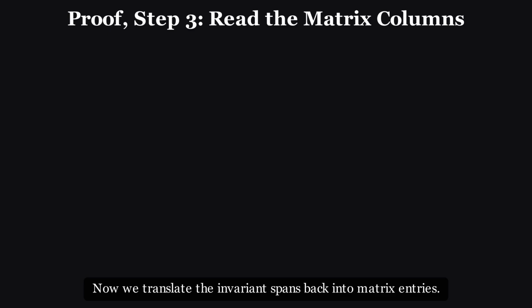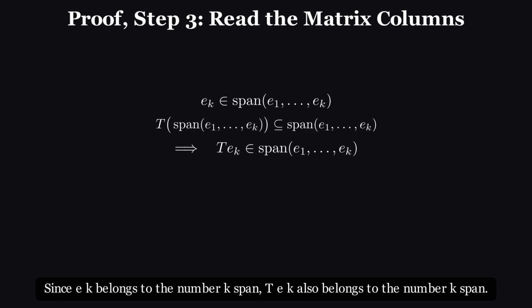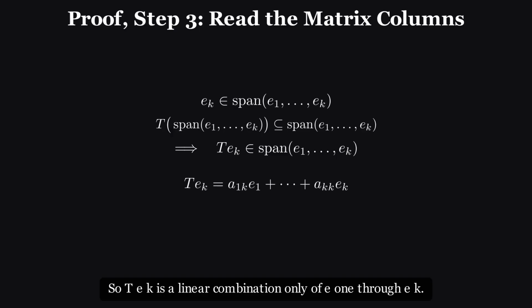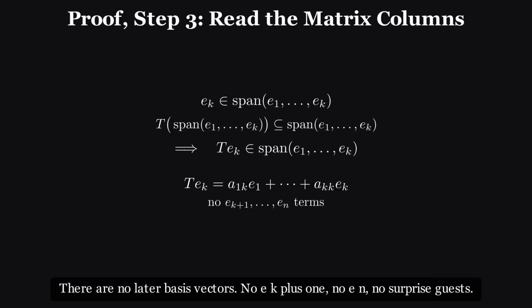Now we translate the invariant spans back into matrix entries. Since Ek belongs to the k-span, T Ek also belongs to the k-span. So T Ek is a linear combination only of E1 through Ek. There are no later basis vectors. No E k plus 1, no En, no surprise guests.